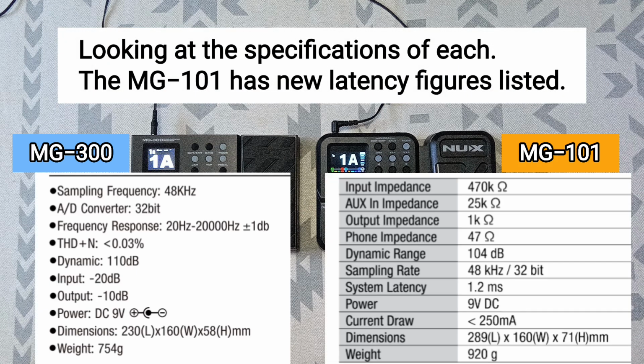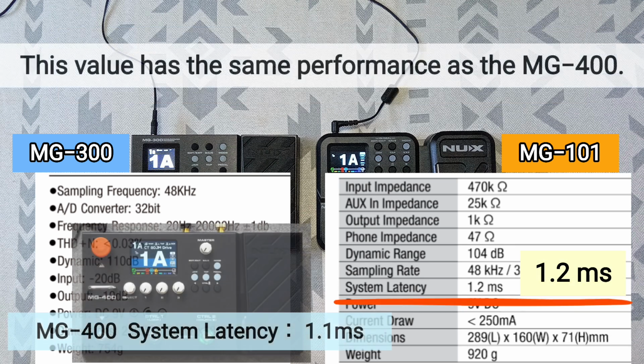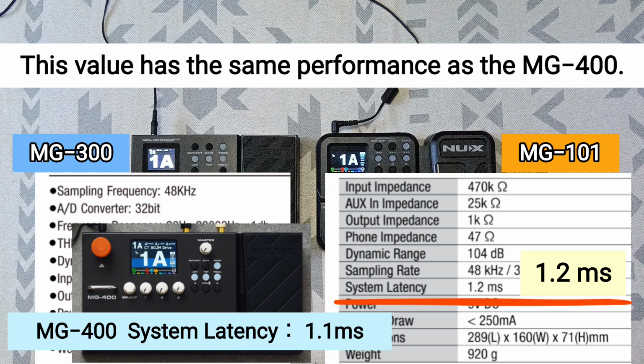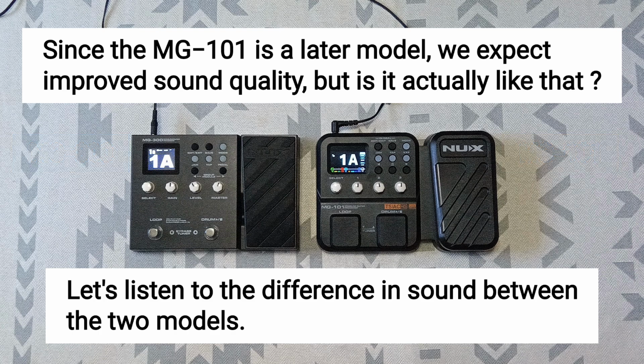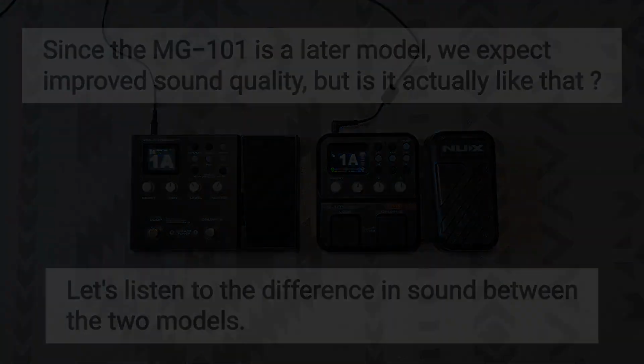Looking at the specifications of each, the MG-101 has new latency figures listed. This value has the same performance as the MG-400. Since the MG-101 is a later model, we expect improved sound quality, but is it actually like that? Let's listen to the difference in sound between the two models.